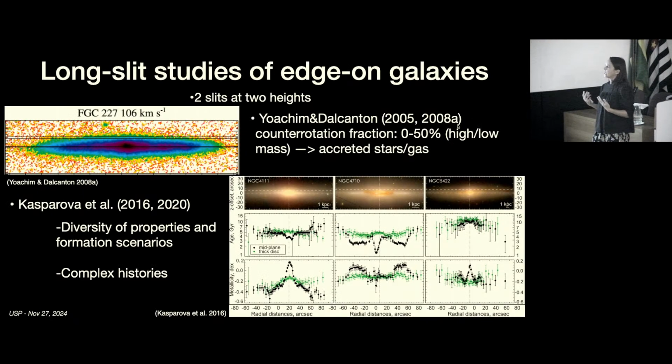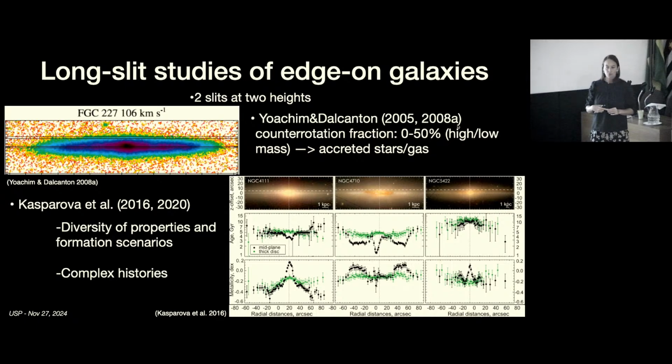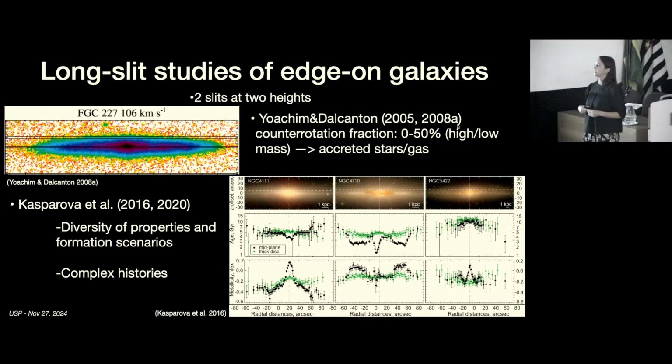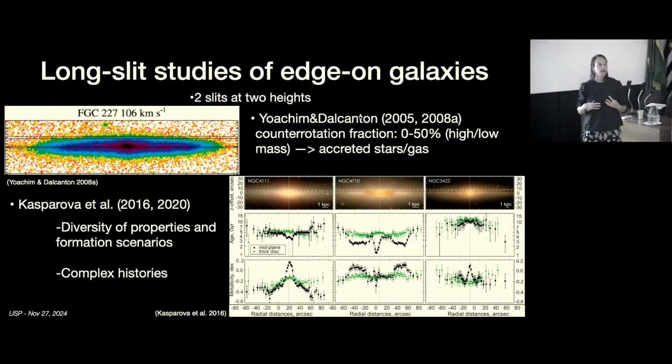The very first spectroscopic characterization of thick disks was done with long slits. If we know which regions are dominated by the thin disk in the midplane and by the thick disk at a certain height, we can place two slits and measure the properties of the thin and the thick disk. The very first series of papers was the pioneering series by Yoachim and Dalcanton, in which they very much supported the accretion scenario.